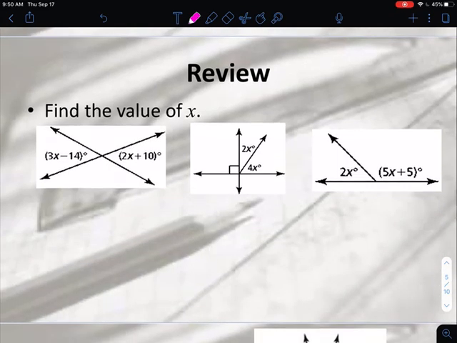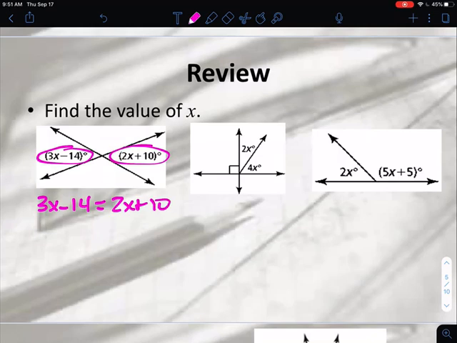Just some review of some topics, again, from chapter 1, kind of working with the reinforcement idea here. Given pictures like this, being able to solve for x. So like over here, we see this 3x minus 14 and this 2x plus 10. Well, we just discussed earlier in the slides that these angles would be considered vertical angles, and so 3x minus 14 has to equal 2x plus 10. And we know that because they're vertical angles. And then we can solve the equation, so subtract the 2x over and then add the 14 to both sides, x would equal 24.